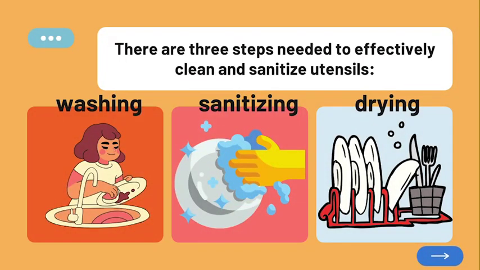There are 3 steps needed to effectively clean and sanitize utensils. First is washing. Second, sanitizing. And the third one is drying.